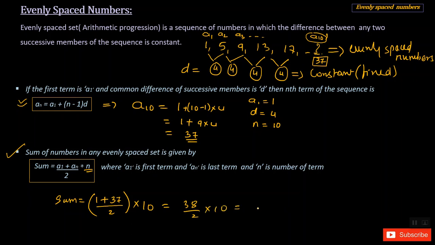So what are we getting? 38 by 2 is 19, times 10, so that's going to be 190. The sum of all the numbers here, 1 plus 5 plus 9 up to 37, is 190. This is another way of asking a question based on evenly spaced numbers. All right, let's move on.